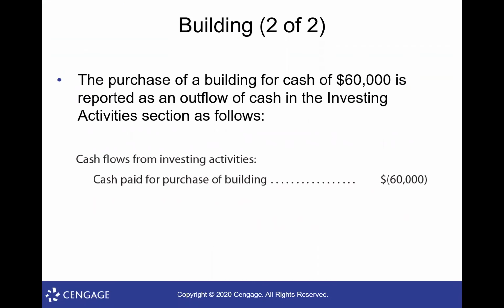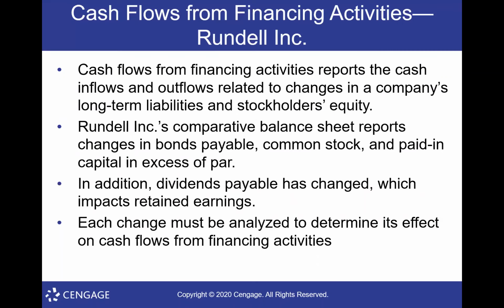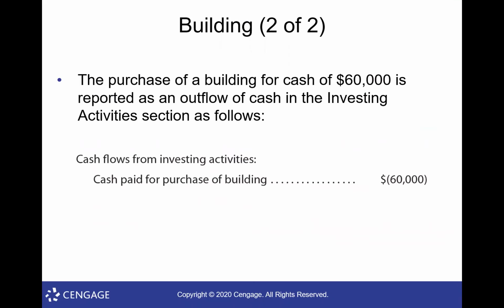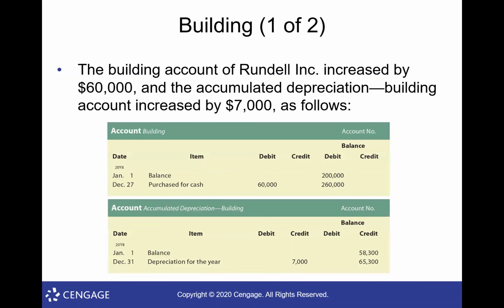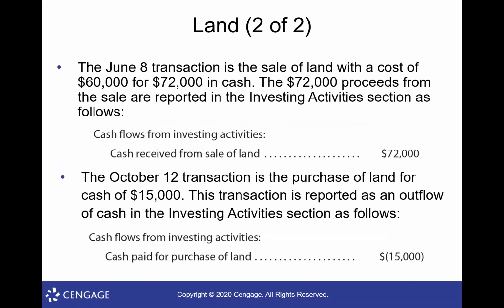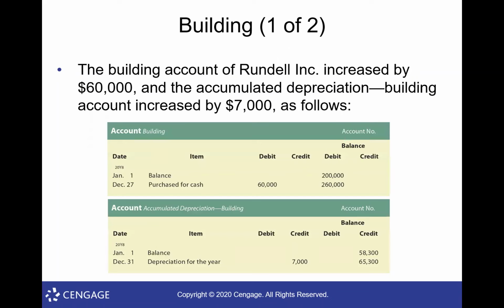I thought it would show that part of it, but it doesn't show that yet. So we'll see it at the end. Let me look back at it real fast and show you that. From our investing activities, we received $72,000 of cash from the sale of our land. We paid out $15,000 for the purchase of land. And then we received $60,000.